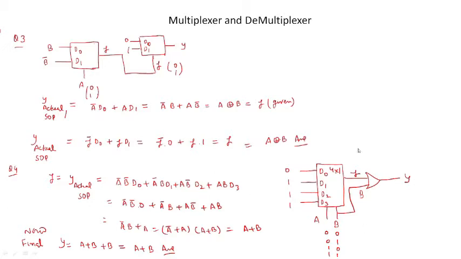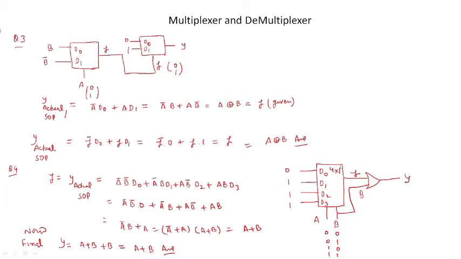Now the next problem is here that there is a multiplexer of 4 by 1 order and it has 4 input lines, so there will be 2 select lines. But here one select line is added to an OR gate, so we have to find the output here.